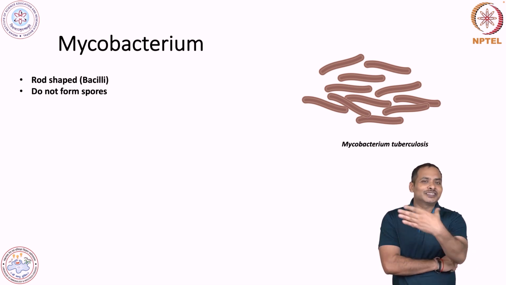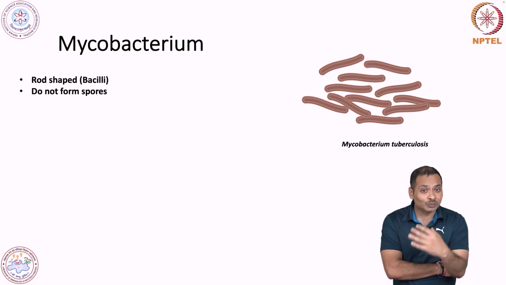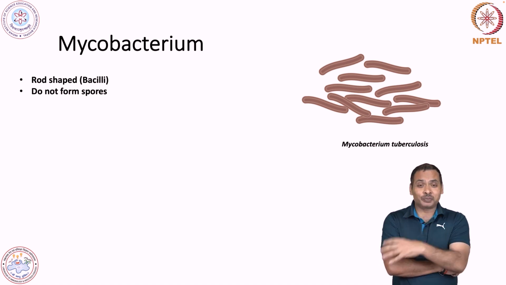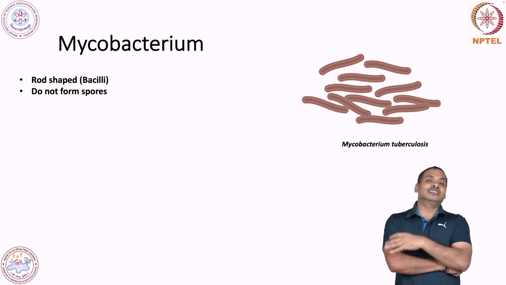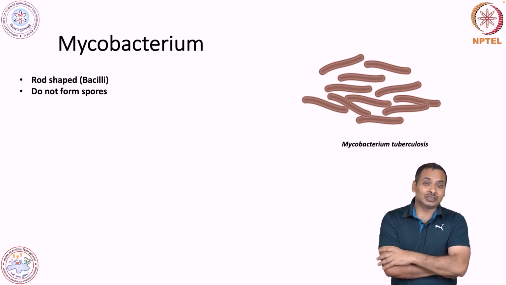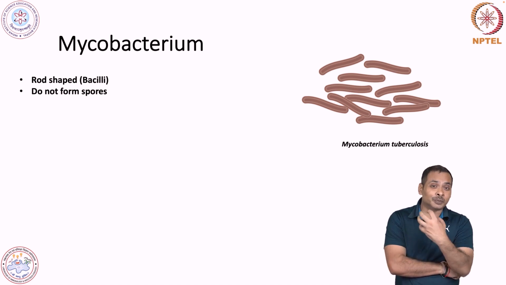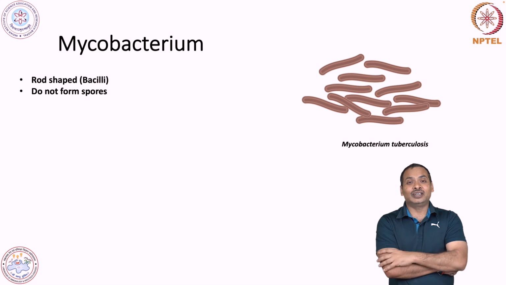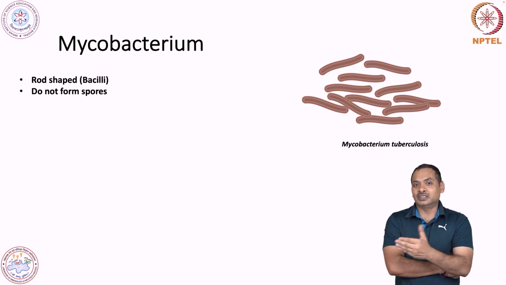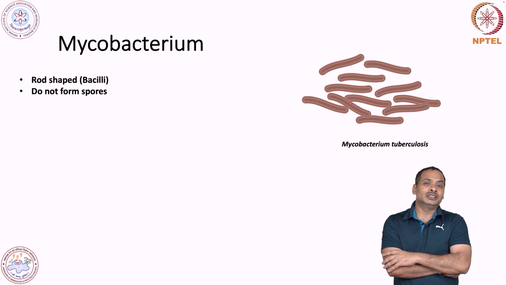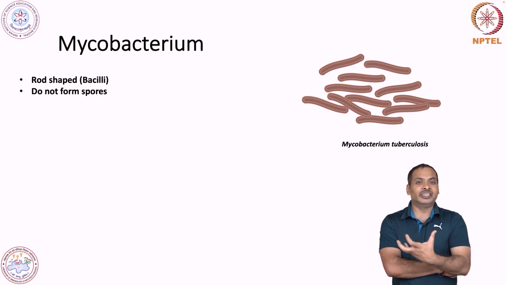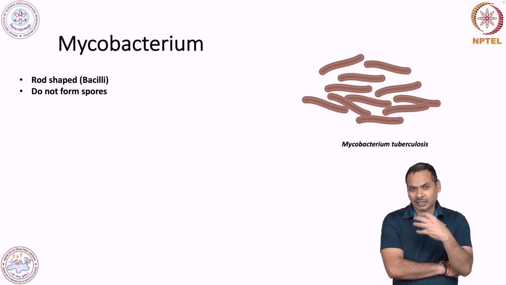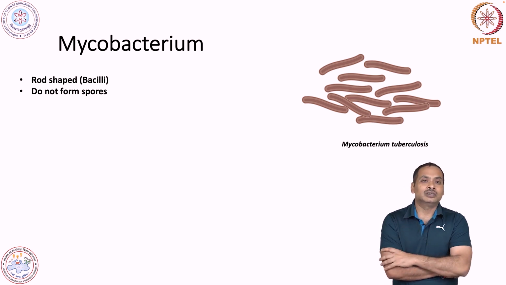One very good example of a bacterium which makes spores is Bacillus anthracis, and due to this property, Bacillus anthracis can be used as a biological weapon. Because spores are very resistant entities, and they can be easily transported without any special need. Even in dried form one can transport them, and that gives the property of a biological weapon.